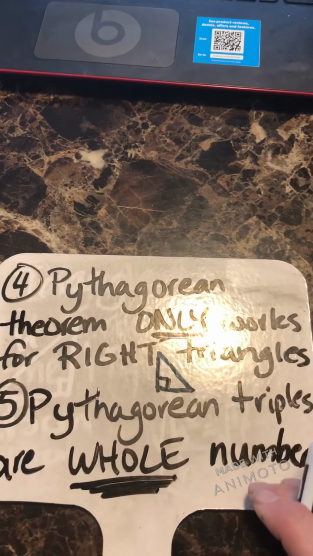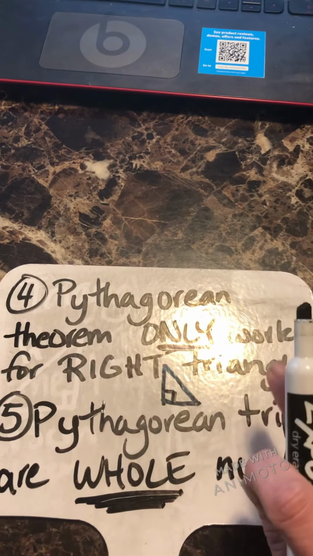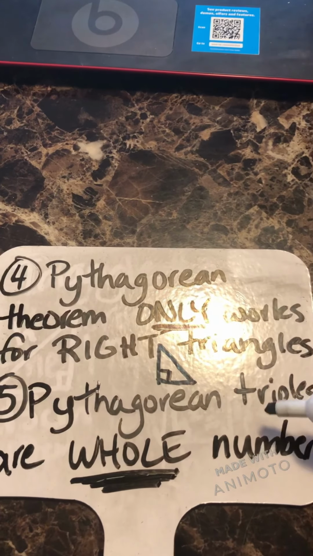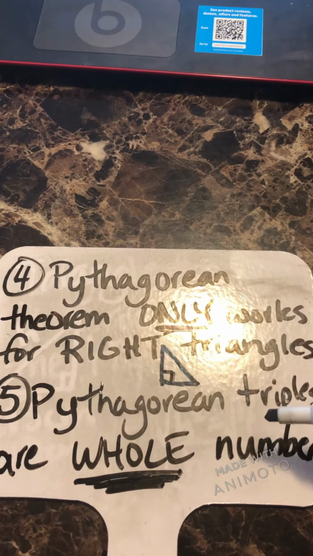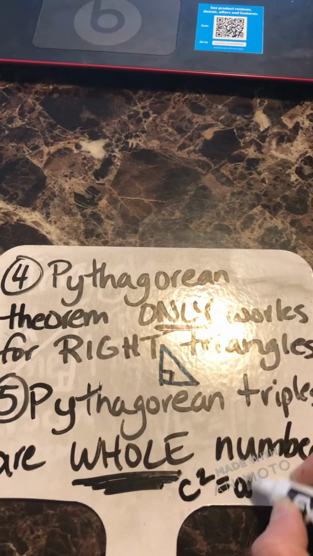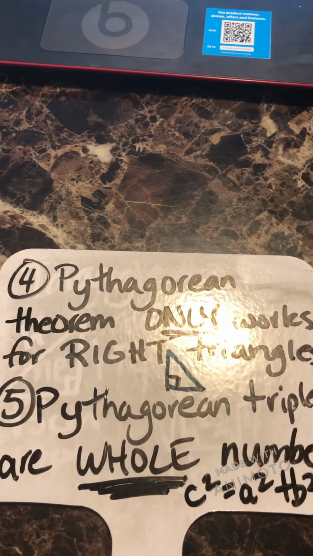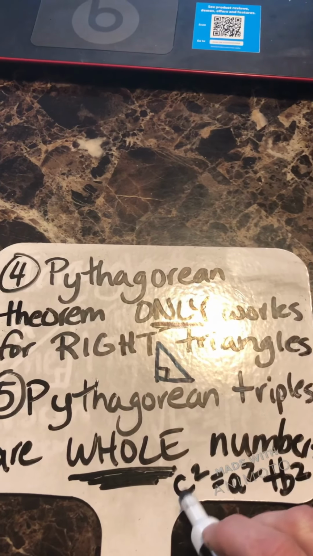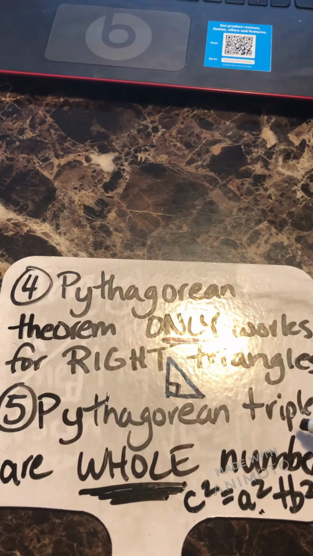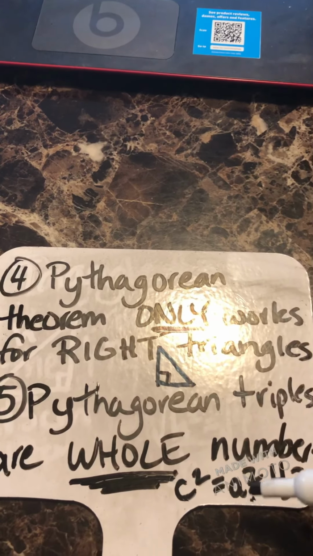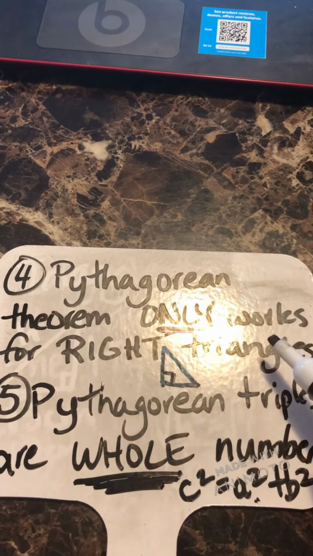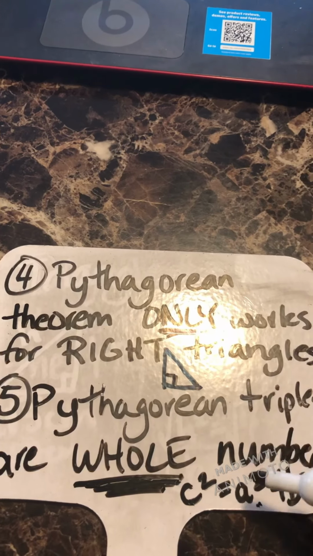Same with Pythagorean triples. If you have 3 numbers, 3 whole numbers, you can test if they're Pythagorean triple by plugging it also into the equation c squared equals a squared plus b squared, and check if the left side of the equation is equal to the right side. If they're equal, they're Pythagorean triples in a right triangle. If they are not equal, then they are not Pythagorean triples and not in a right triangle.